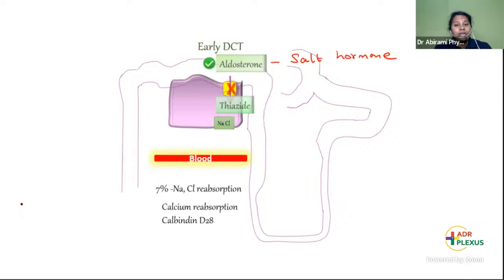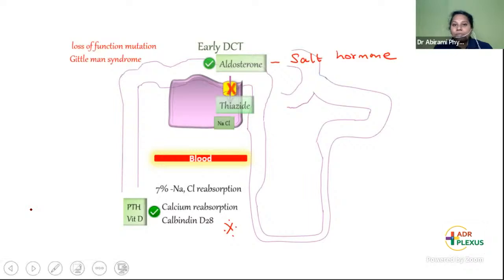Why is it so important? Calcium is reabsorbed in the PCT also. But how come it's very important here? Because this is dependent on parathormone and vitamin D. So PTH and vitamin D dependent calcium reabsorption takes place only in the early DCT. Very, very important point. That is through a protein called calbindin D28.